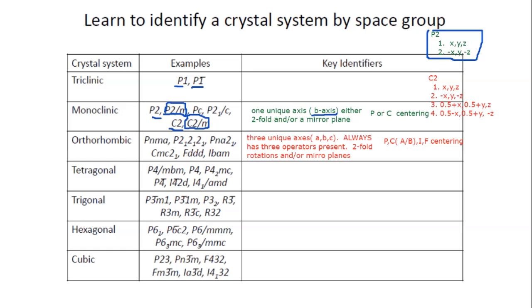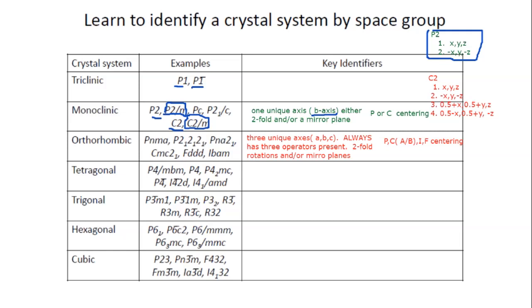Now, you may say, well, orthorhombic has primitive, axial centering, body centering, and face centering. How can we tell the difference between orthorhombic and cubic? And the way you can do that is orthorhombic will only have twofold symmetry. So if you look, for example, orthorhombic, P21 21 21, all twofold. Whereas for cubic, generally one of the symmetry operators is a threefold symmetry element. So if you see a threefold symmetry element in a space group, automatically you know it can't be orthorhombic.